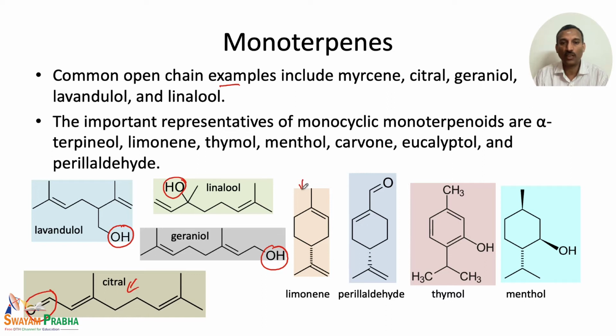So, this is a monoterpene, and menthol has a hydroxy unit, thymol has a phenolic unit, perillaldehyde contains an aldehydic unit. These are again some of the monocyclic systems which represent the monoterpenoid compounds. So, we have the open chain or acyclic systems, and we also have monocyclic systems. These are some of the examples of various monoterpenes and terpenoids.